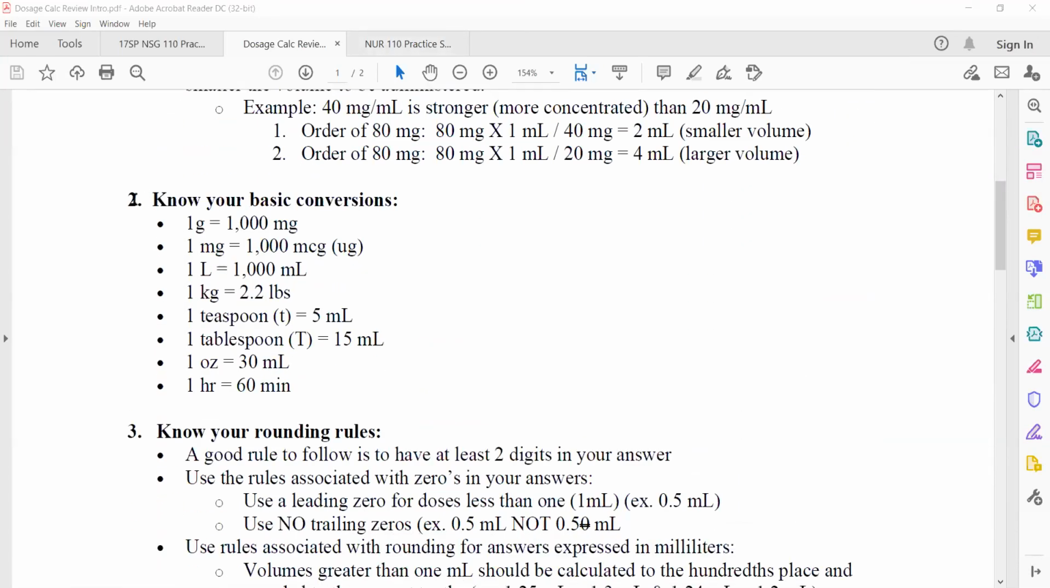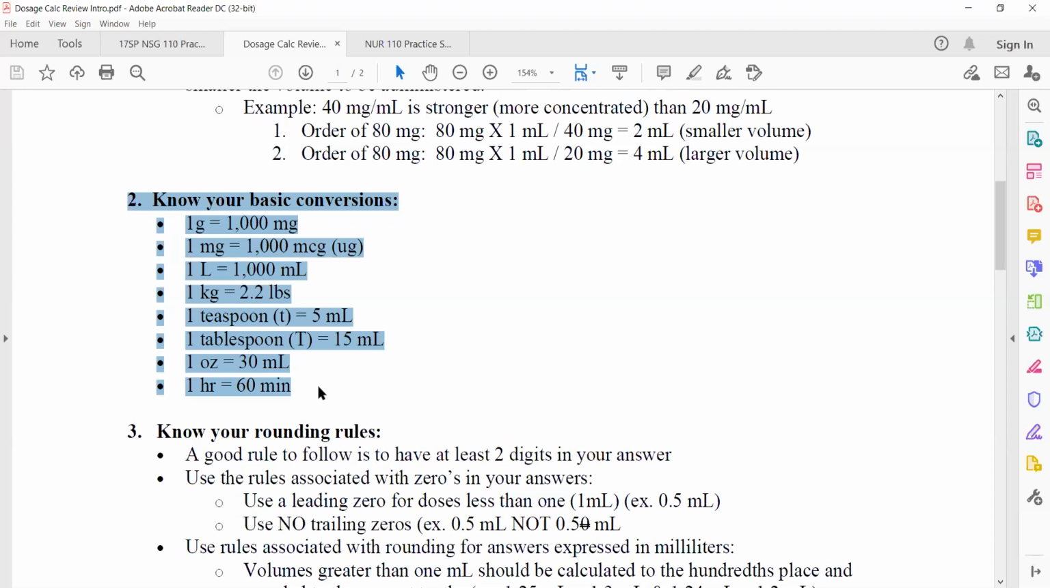The first thing I mentioned last week was that you need to know these basic conversions. The ones that I have listed here are the ones that I have created test questions for. So you don't need to worry about converting inches to centimeters. You don't need to worry about calculating the square area in centimeters for a topical cream or things like that. Those types of questions just aren't on this test. You will probably see those later on in your nursing education, but they're not on any of the tests that I've written.